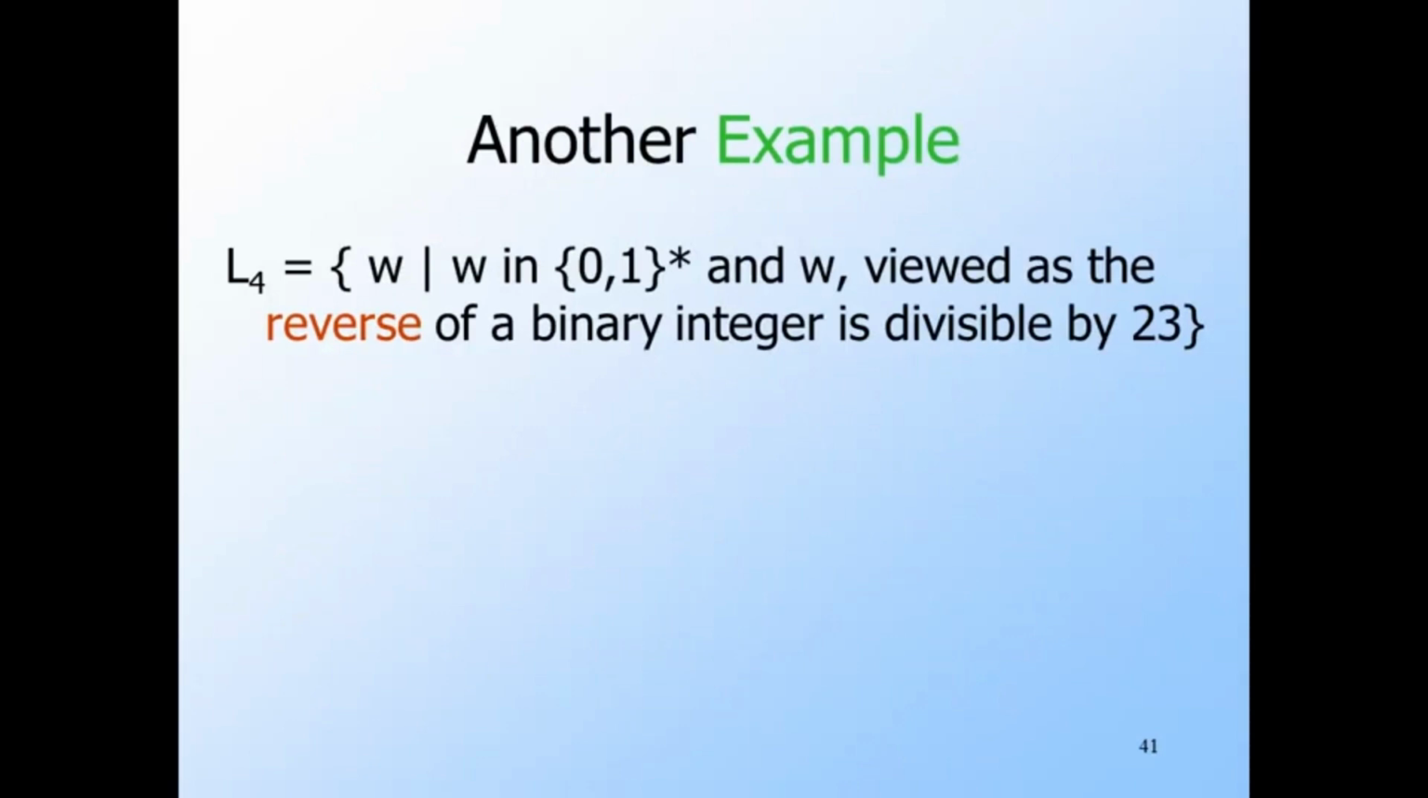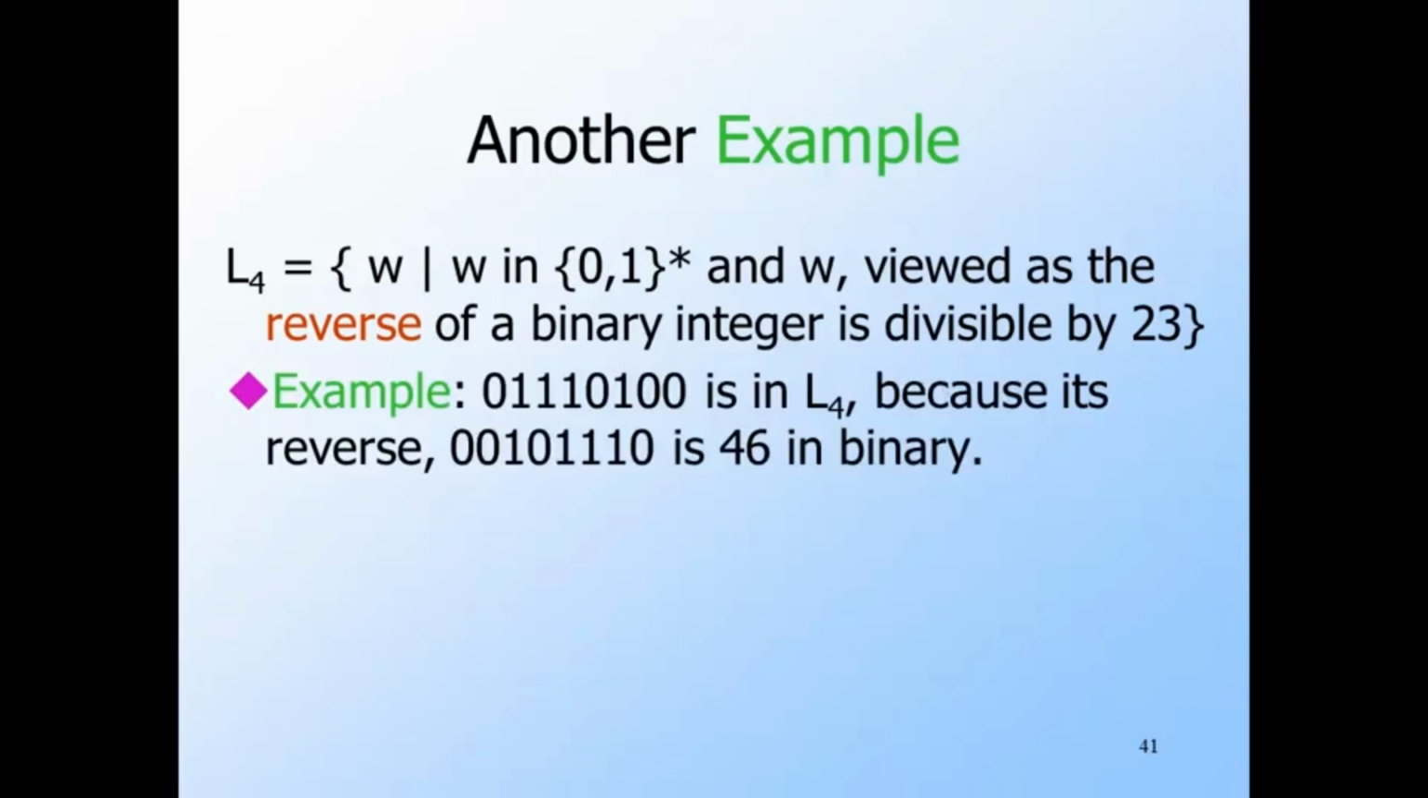Interestingly, another regular language is the set of all the binary strings that, if we read the strings backwards, that is, low order bit first, form a binary integer that is divisible by 23. And there's nothing special about 23. It could be any number in both this example and the previous one. So for example, 0110100 is in this language because when we reverse it we get 001011110, which has the value 46 in decimal, and 46 is of course divisible by 23.